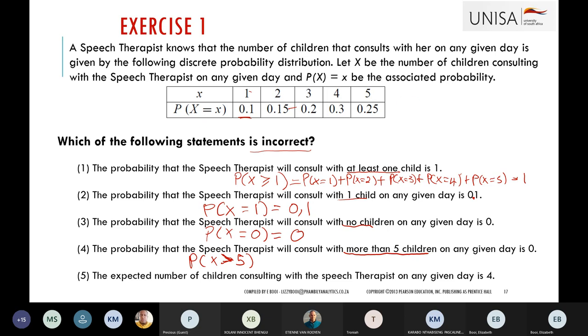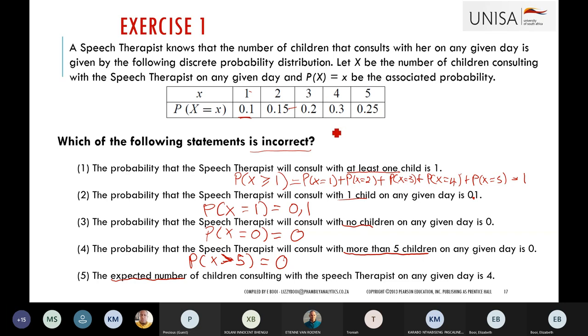Like with the previous one, the table starts with one and ends with five. There is no other value or outcome after value five. Therefore, that probability will be equal to zero, because it's an impossible event. The expected value, so the expected number of children consulting the speech therapist.